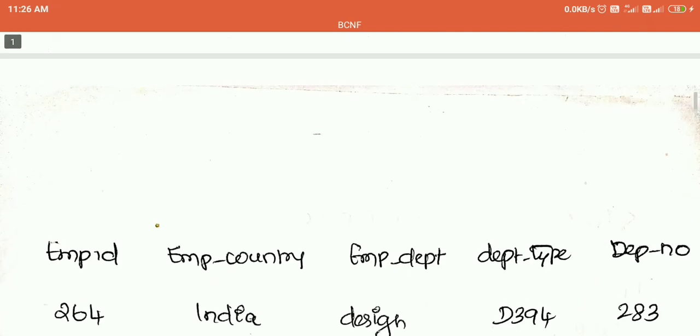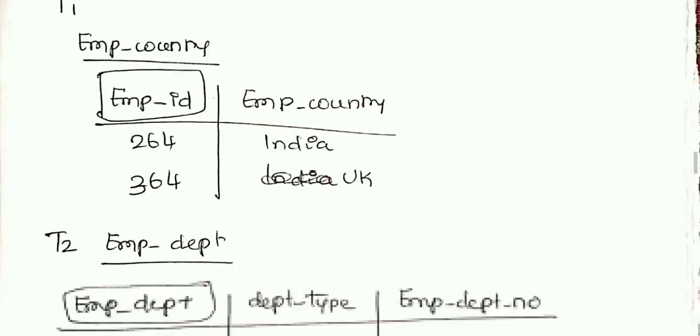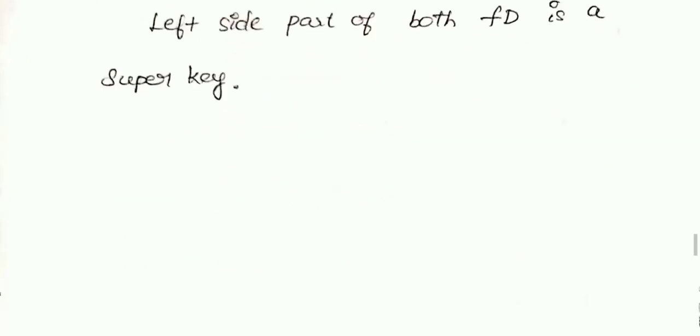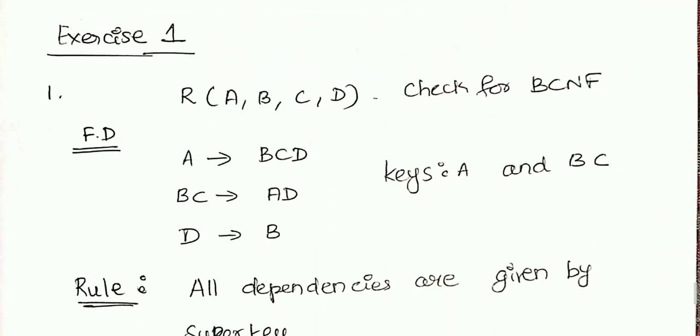So we will go for a simple example, one more scenario on BCNF. In this schema, exercise 1, R is the schema having 4 attributes A, B, C, D, and we are going to check for BCNF now. The functional dependencies are A determines B, C, D. B, C together determine A and D. D determines B. All these three are the dependencies. The keys for this schema are A and BC. A is one key and BC is another key.